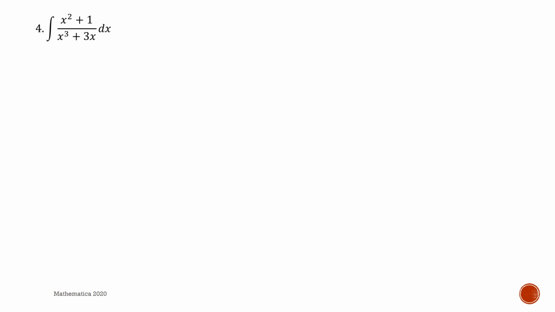Okay, so let's move on to example number 4. We have the integral of x squared plus 1 over x cubed plus 3x dx. Now, if I were to take the derivative of x cubed plus 3x, I would end up with 3x squared plus 3. However, my numerator is simply x squared plus 1. So therefore, I have to find a way to rewrite the integral.